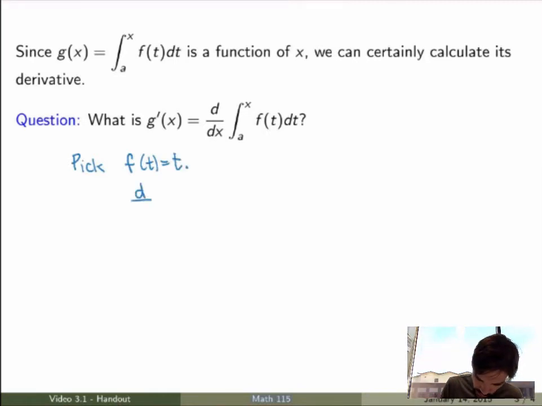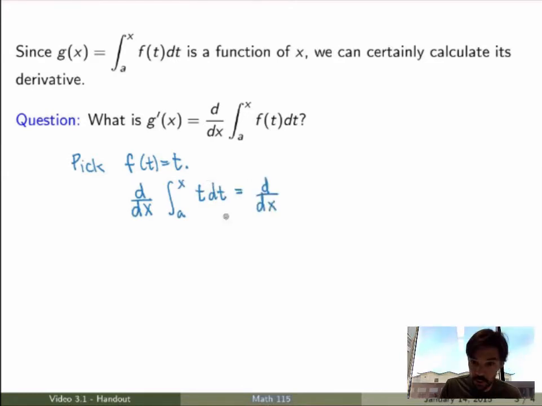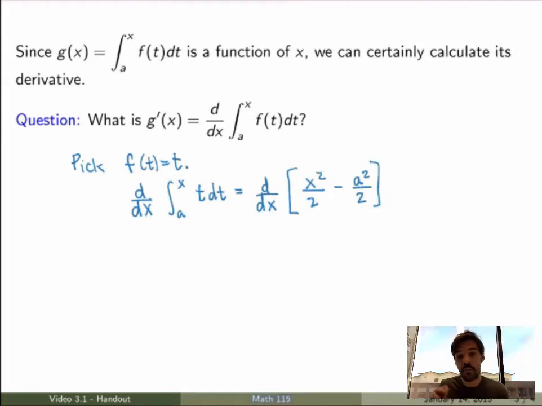Well, then what we're calculating is the derivative of the integral from a to x of t dt. Now this integral we've already evaluated in the previous slide. What we got was x squared over 2 minus a squared over 2. And I want to calculate the derivative of that. Remember that a is a constant. So what will I get?